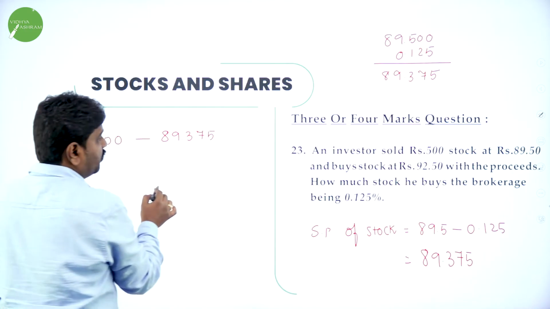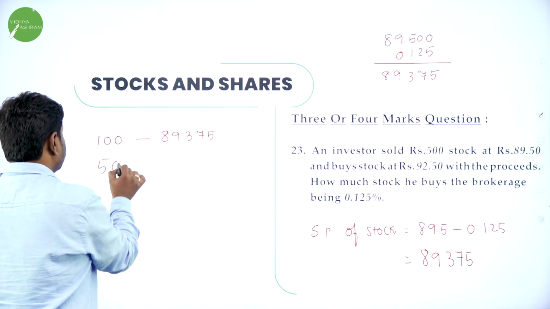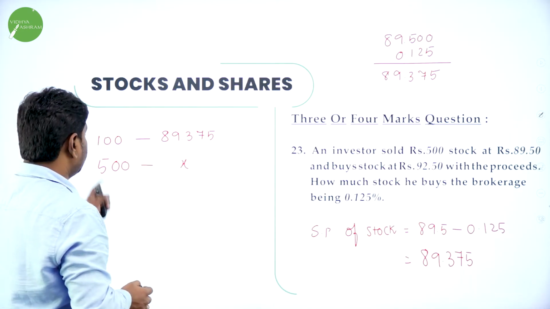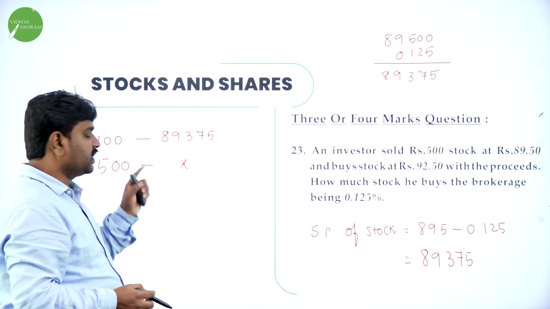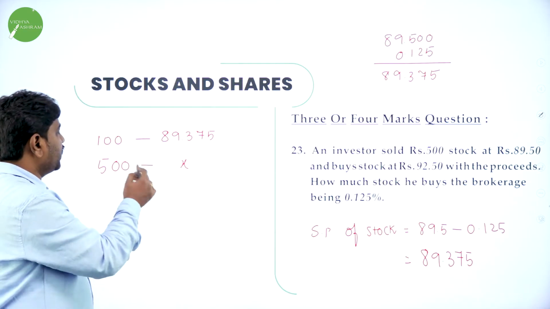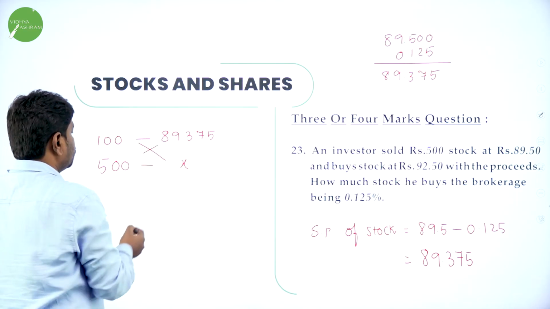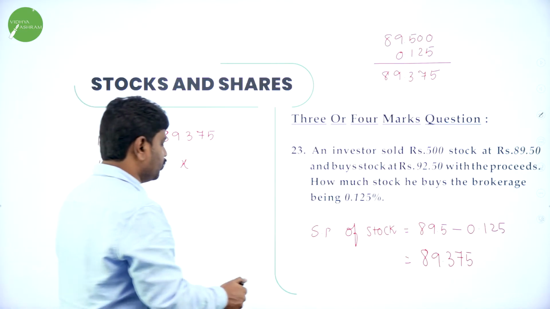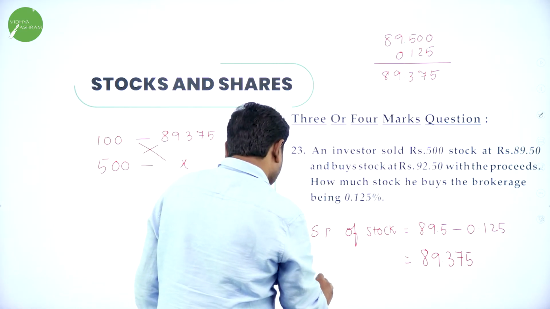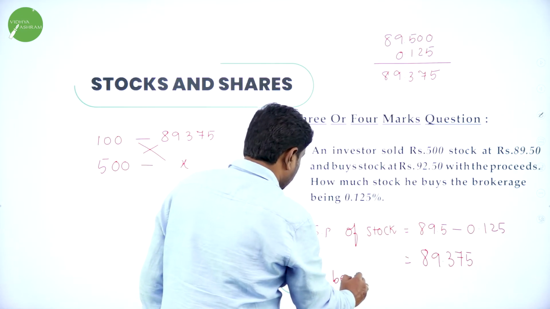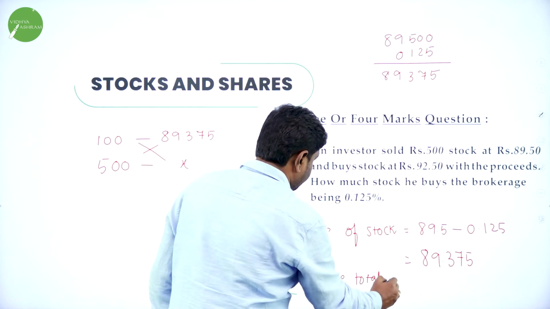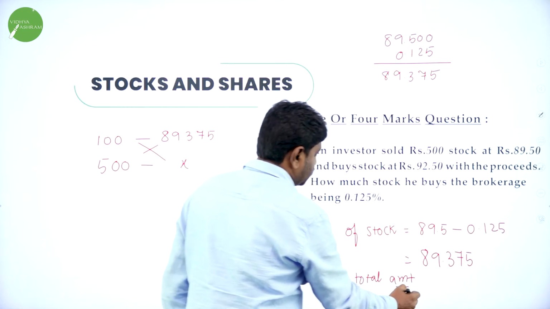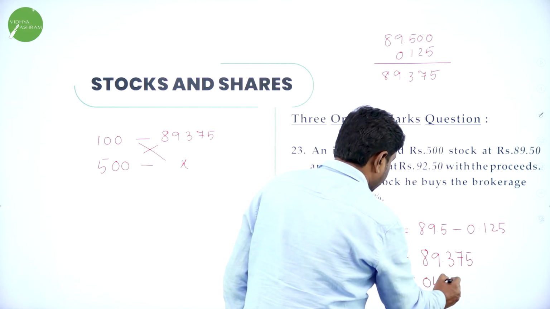And for 500 rupees stock worth, how much he will get? Unitary method. If one increases, other increases. There is direct relation, so cross multiply. Let X be the amount obtained or total selling price. We'll assume let X be the total amount obtained by selling.